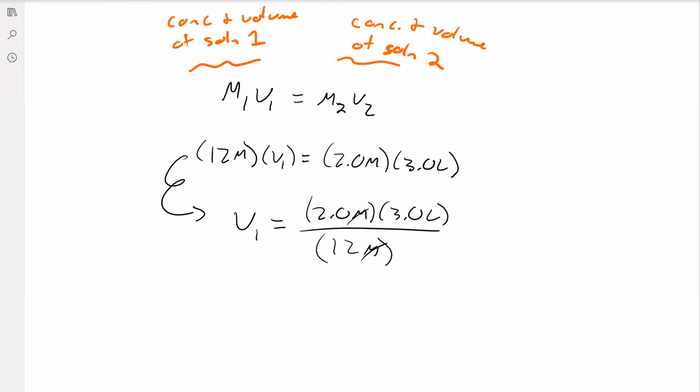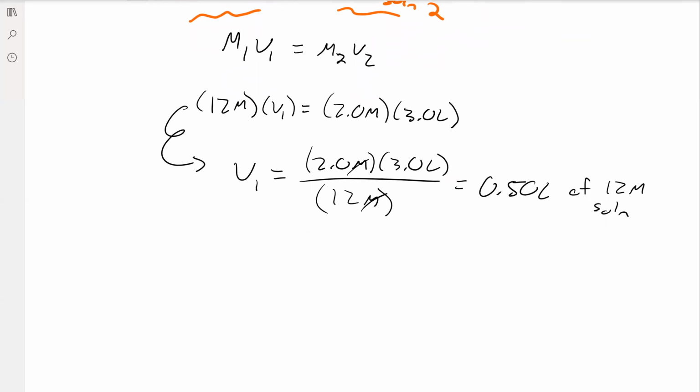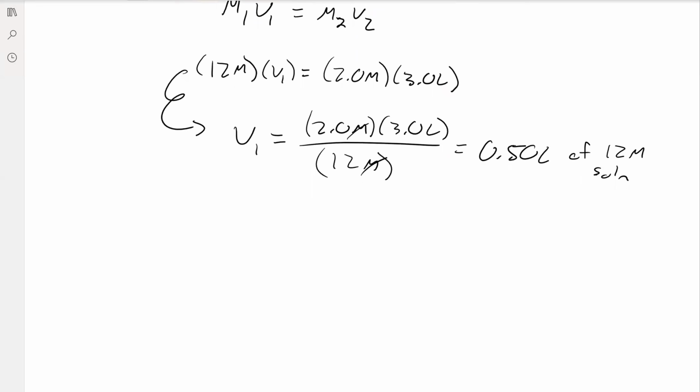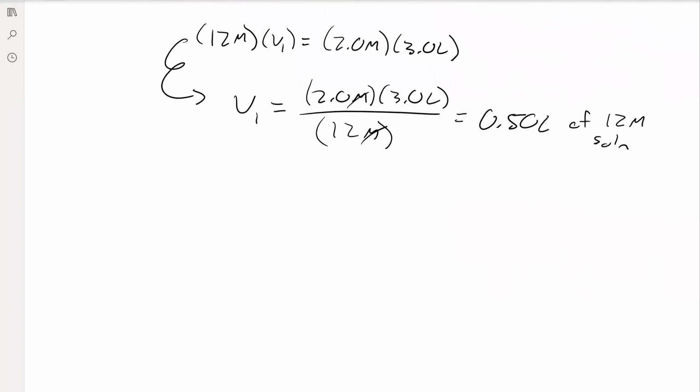The molars cancel out, and we're left with 0.50 liters of our 12 molar solution. So again, different way to do it. The M1V1 equals M2V2 is just a little bit easier, a little bit quicker, and less writing. So let's think about how we're going to create our solution and what exactly we're going to do.